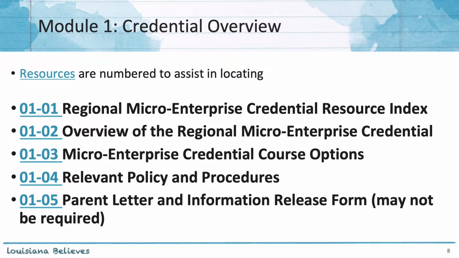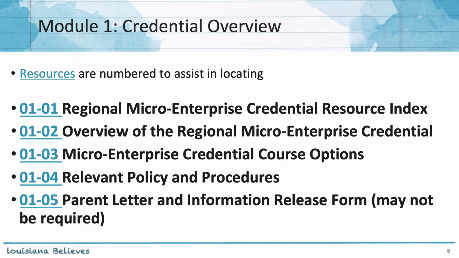0103 is the Microenterprise Credential Course Options. Now, one thing to keep in mind is the Microenterprise Credential is designed to be able to be implemented in lots of different ways in different school settings. Some schools teach this in an alternative school. Some schools teach it in the traditional business course of entrepreneurship. Others embed portions of the credential across multiple courses. This really depends on your district and your school and how they want to utilize the credential and which credentials they're wanting students to earn.